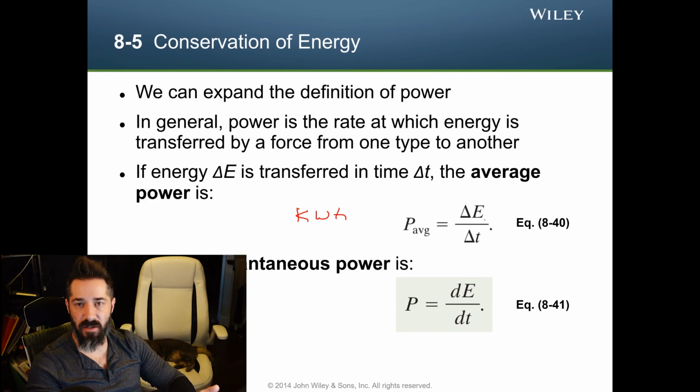Power is going to be registered differently for different examples, but you have some change in energy over some change in time. So the instantaneous power is the infinitesimally small change in energy versus the infinitesimally small change in time, right? So this gives us our differential portion.